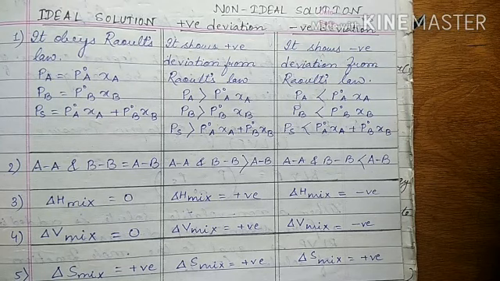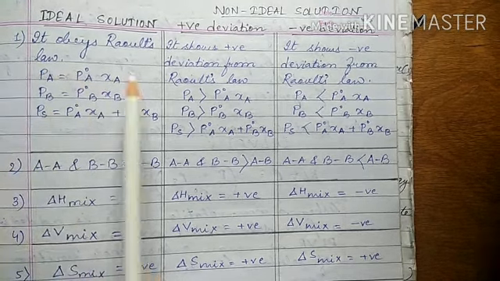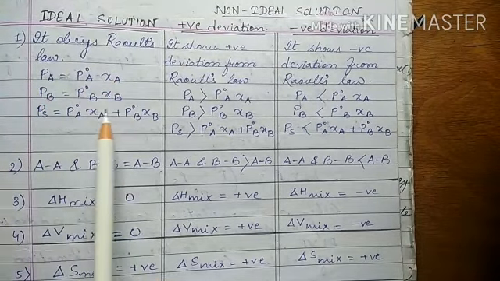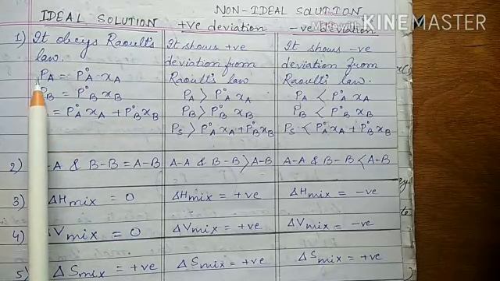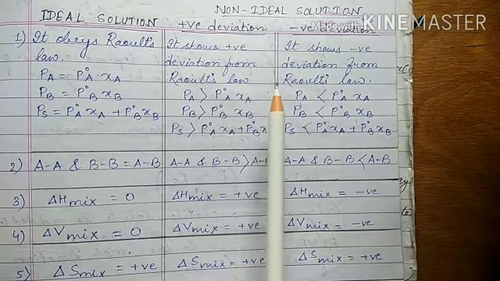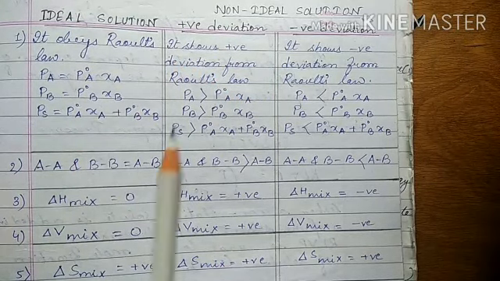Let's talk about ideal solutions. Ideal solutions are those which obey Raoult's law. Here the formulas are valid: PA equals P naught A XA, PB equals P naught B XB, and PS equals PA plus PB. Then the non-ideal solutions with a positive deviation, first of all, they do not follow Raoult's law.